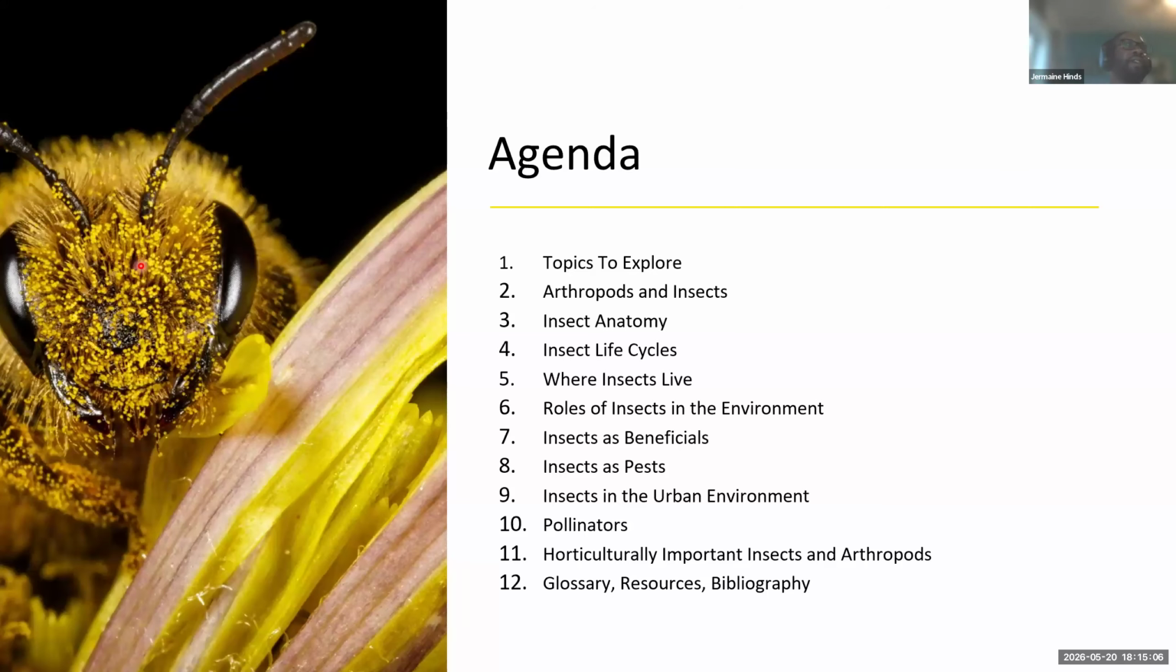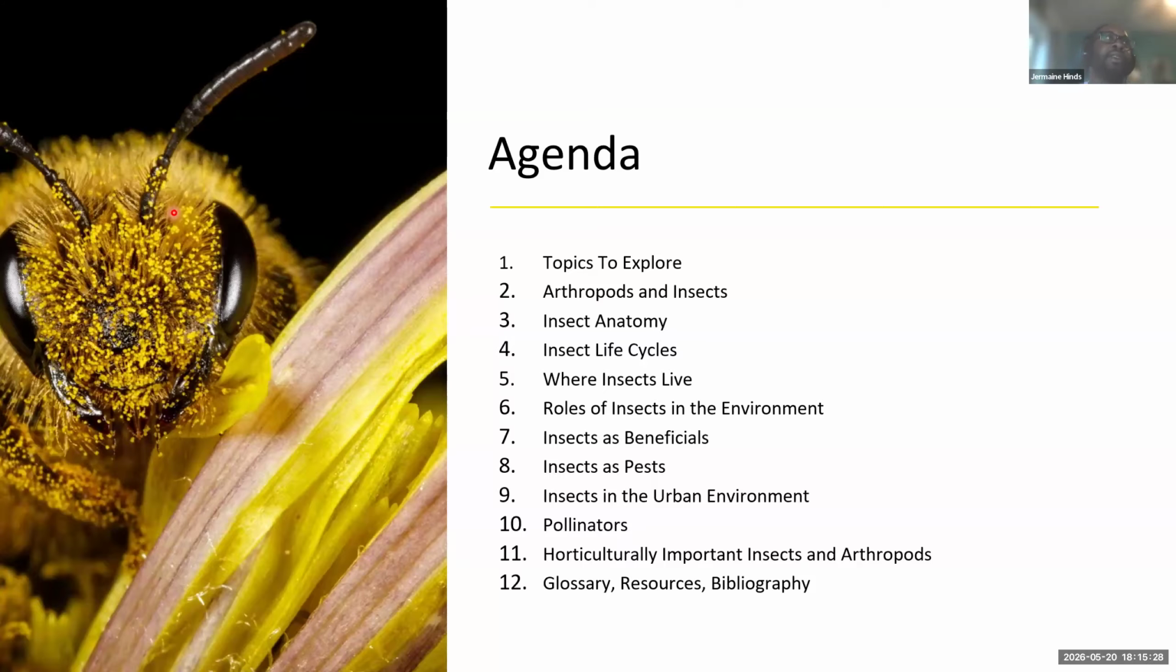Just to do a quick rundown through the agenda, we'll talk about arthropods as the precursor to insects. Talk a little bit about insect anatomy. What is it that makes an insect? Where is it that insects live, and what are the roles they play in our environment? I see a lot of questions there about which insects are the good ones versus the bad ones.